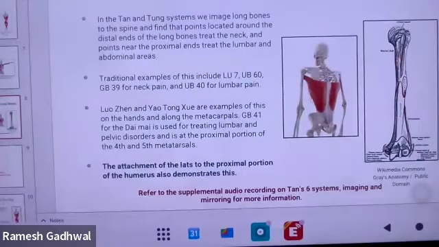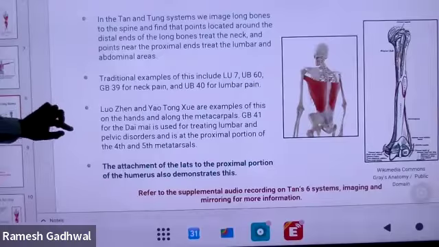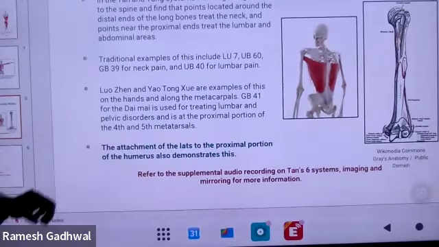Along the metatarsals, GB41 is used for treating lumbar and pelvic disorders, and it is at the proximal portion of the fourth and fifth metatarsals. The attachment of the lats to the proximal portion of the lumbar also demonstrates this.